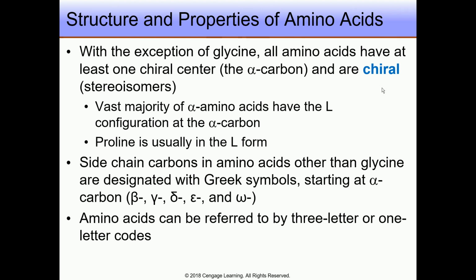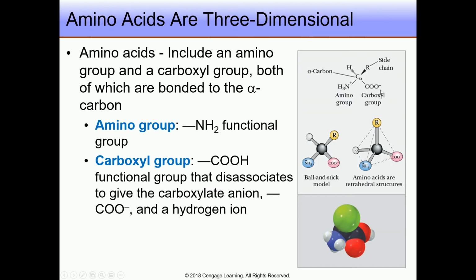So in amino acids, this carbon is called a chiral carbon, or an asymmetric carbon, because the groups attached to this carbon are different, except for only one amino acid, which is called glycine, because in glycine the R group is itself H, it's itself hydrogen.